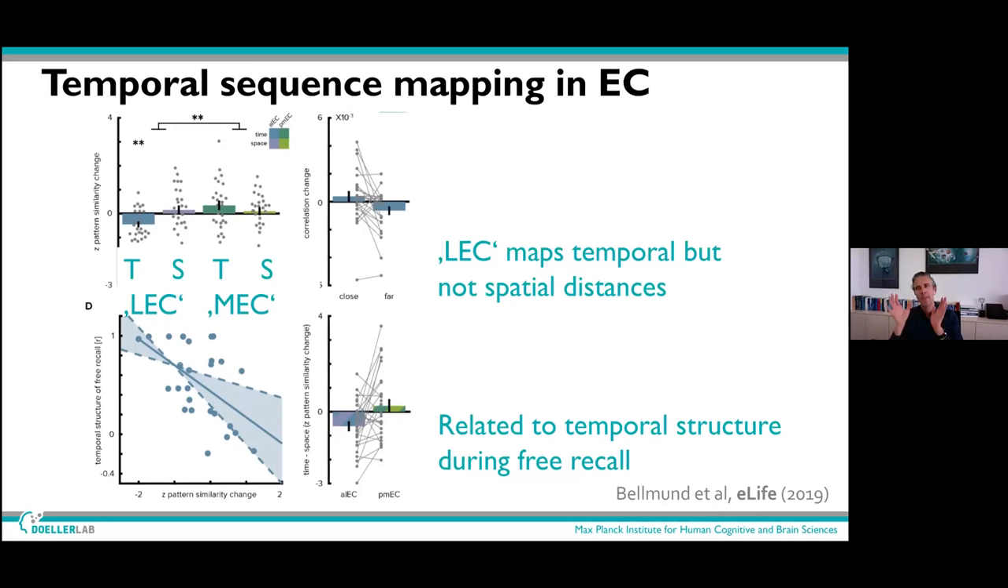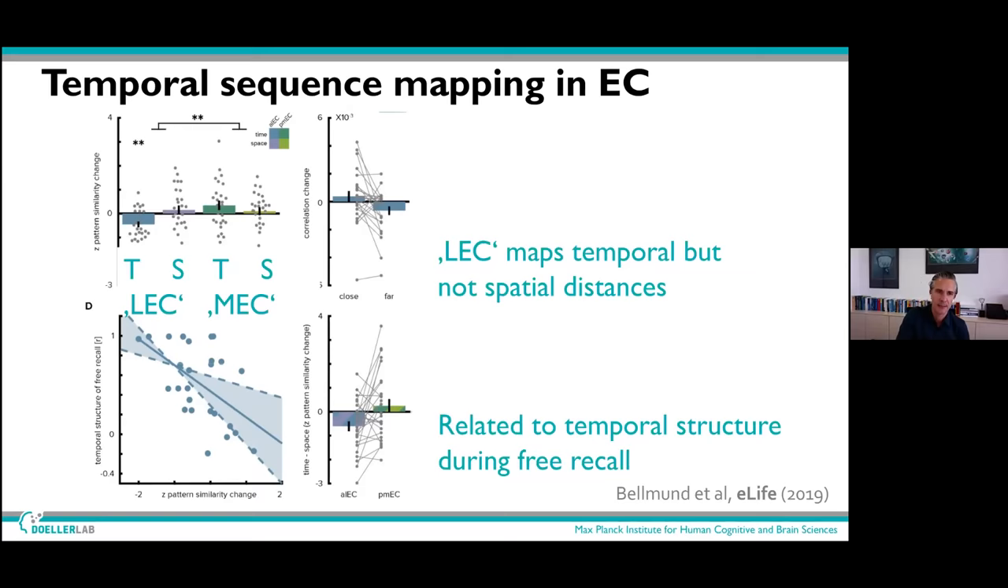So people then have to freely recall these 16 items, and they pack items in a way that shows an effect of the experience before, with how they pack them in the free recall task. And that correlates with our temporal neural similarity effect in lateral entorhinal cortex.